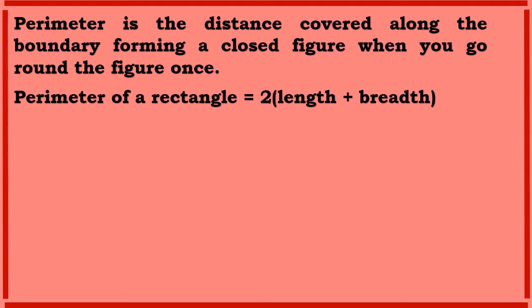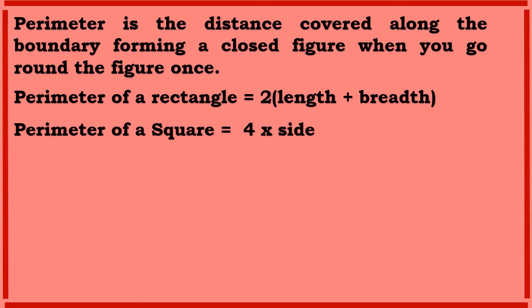What is the perimeter? Perimeter is the distance covered along the boundary forming a closed figure when you go round the figure once. Perimeter of a rectangle equals 2 into length plus breadth. Perimeter of a square is 4 into side.